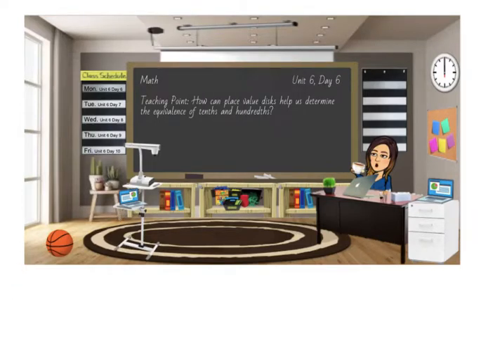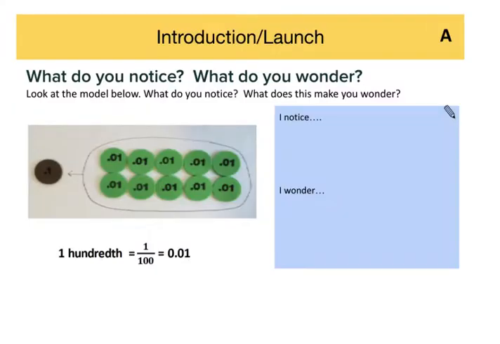Today we will be exploring how we can use place value discs to help us determine the equivalence of tenths and hundredths. Let's get started by looking at slide A. So look at the model below. What do you notice? What does this make you wonder? Go ahead and answer those two questions. When you're ready, unpause.